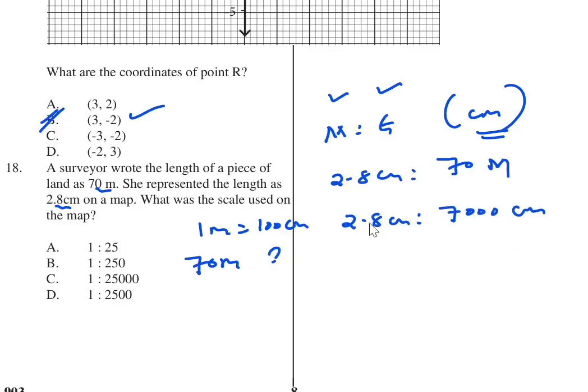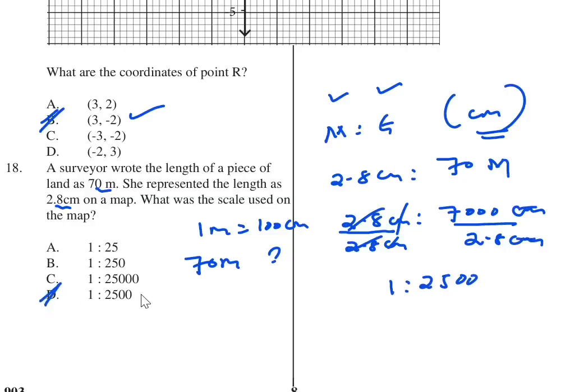Now you divide by 2.8 centimeter, and then here 2.8 centimeter. Why divide by 2.8 centimeter? Na tubaki na 1. So hii na cancel, pia centimeter na centimeter na cancel. Tunabaki na 1 is to, 7,000 divided by 2.8. You'll see it is 2,500. So it is 1 is to 2,500. Na hii pia wana cancel. Therefore, the answer is D. Number 18, the answer is D.